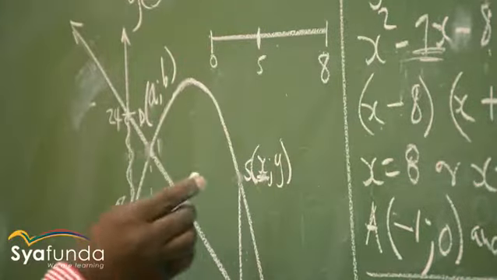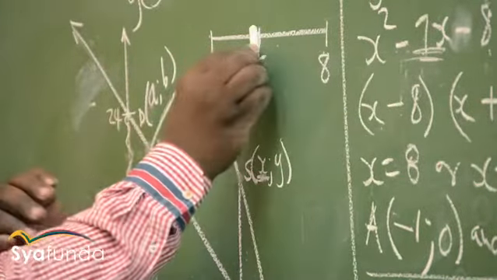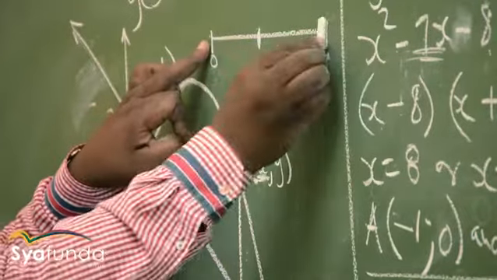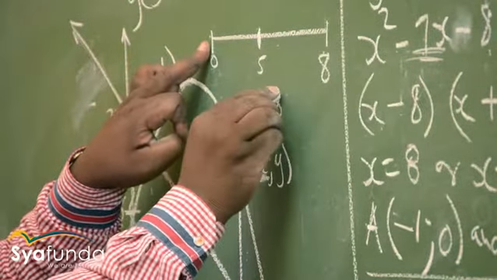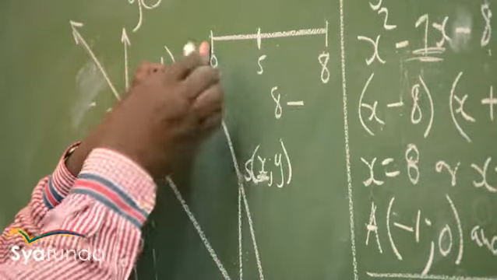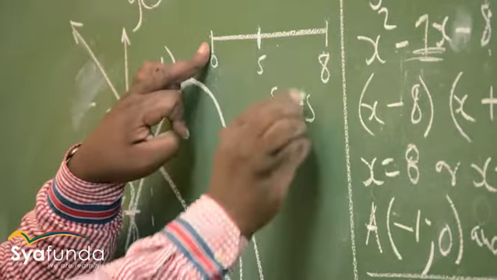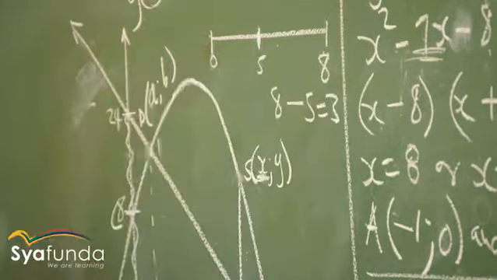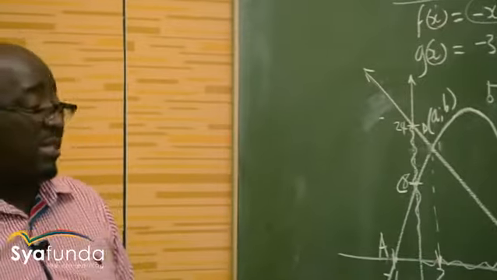How do we find that? We take the whole 8 and subtract the part we don't need, the 5, and we remain with 3. That's how I would go about calculating that distance.